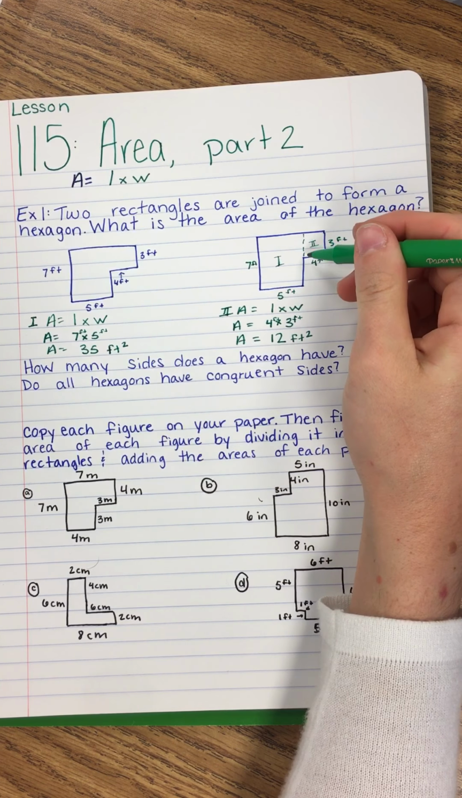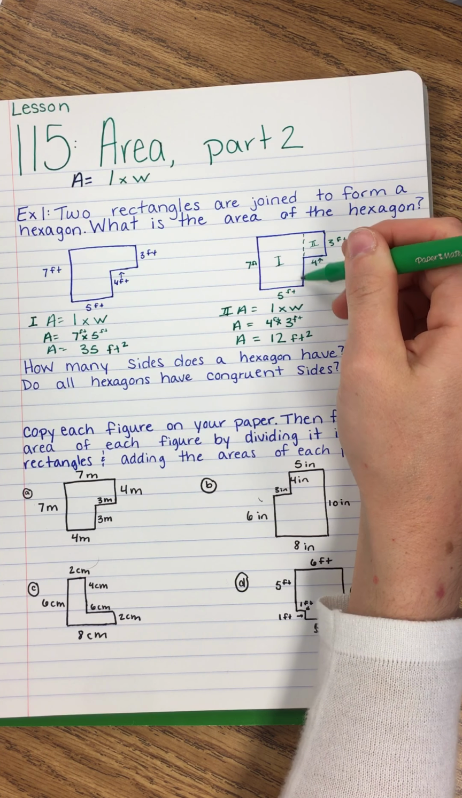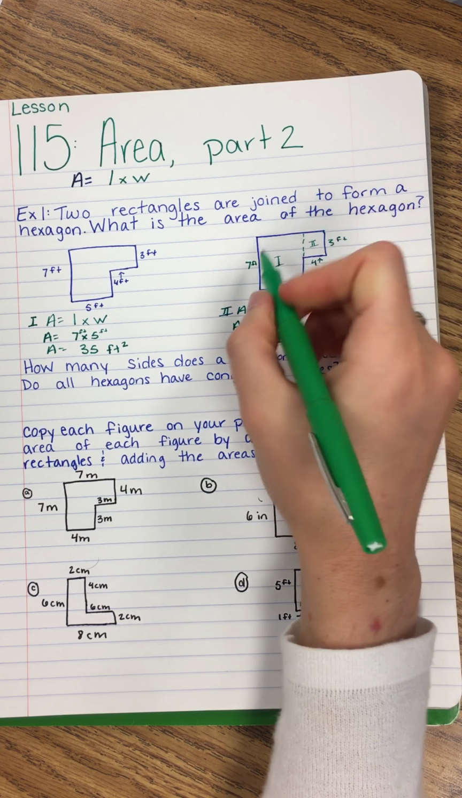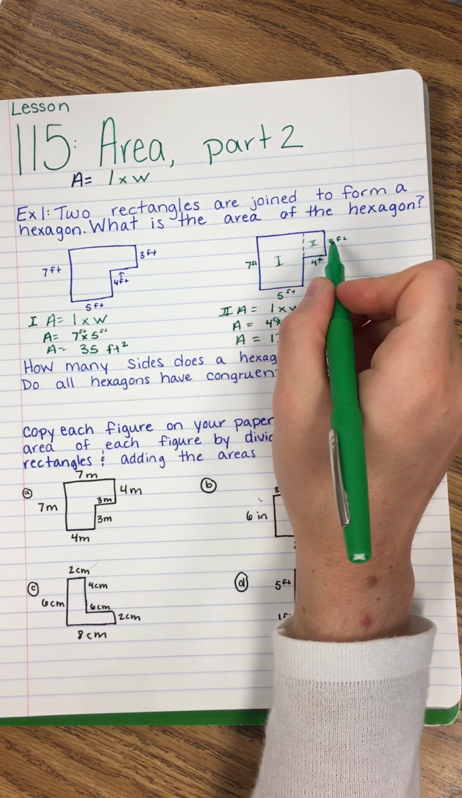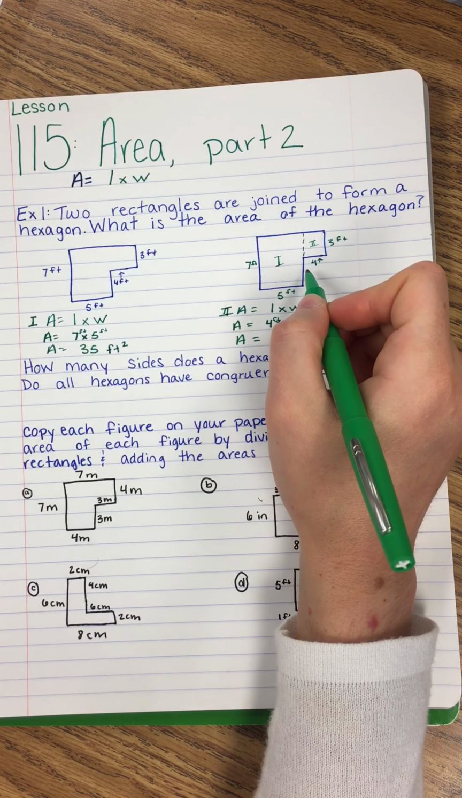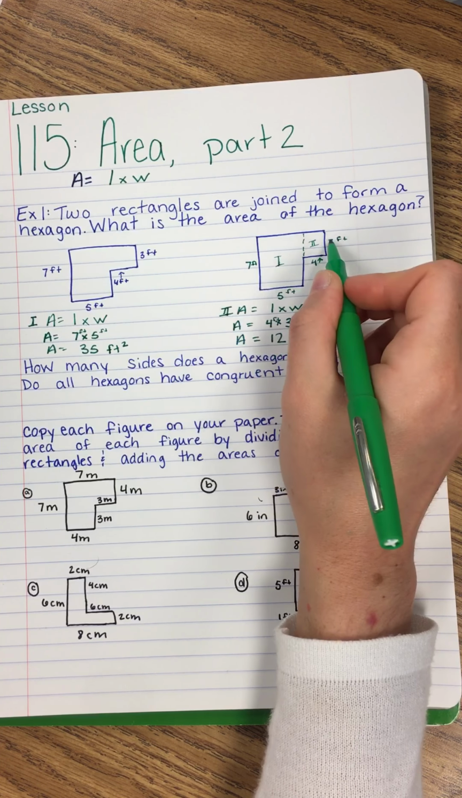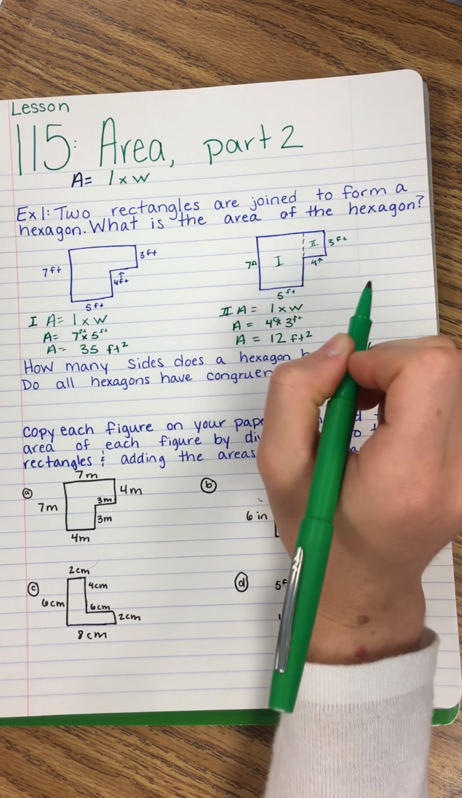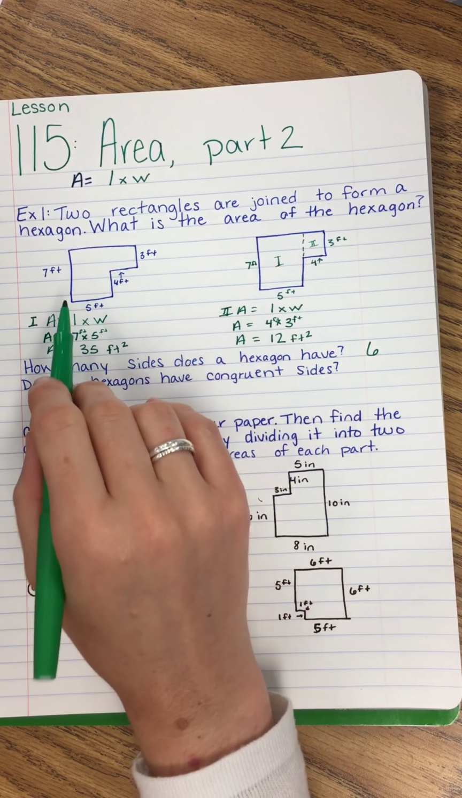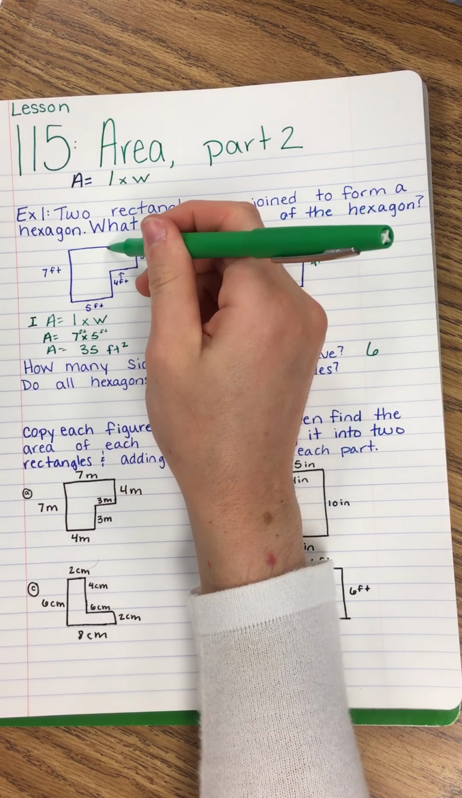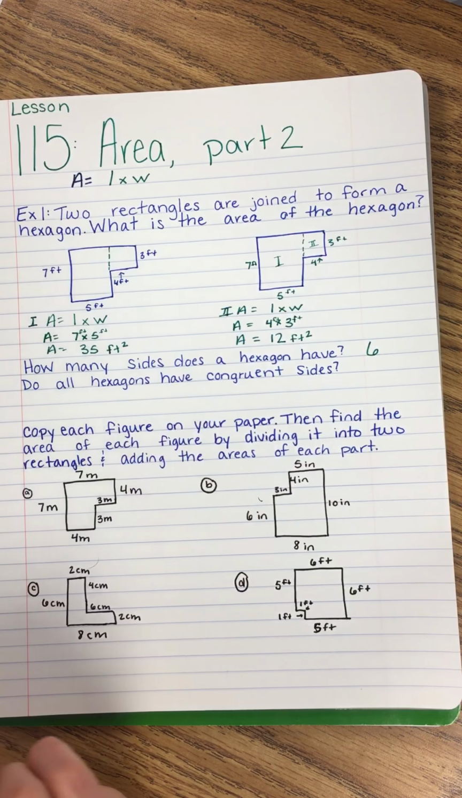And we know that this little guy right here's got to be 4 feet because 4. I was right the first time. 4 feet because 7 take away 3 is 4. But we don't need to know that because we only need to know the length and the width. And we can tell that by just dividing these into two separate rectangles.